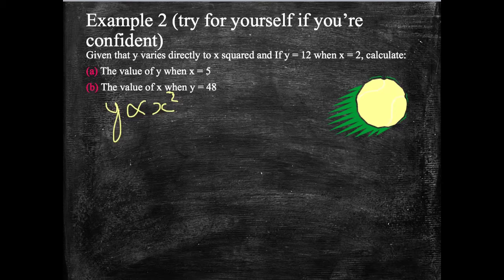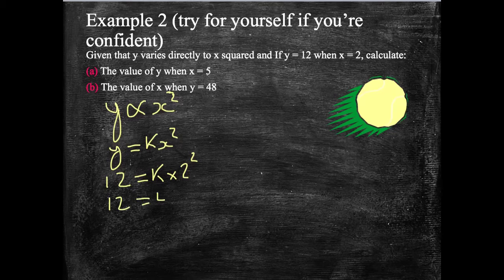If y is 12 when x equals 2. Okay, so y is proportional to x squared. y equals k x squared. When y is 12, 12 equals k multiplied by 2 squared. 12 equals 4k. That means that k is 3. So I have a new formula that I'm going to use, which is y equals 3x squared. I've changed my k for 3 because I know that k is 3.